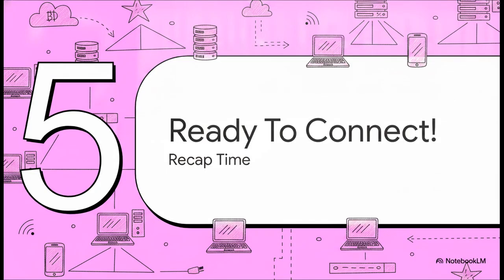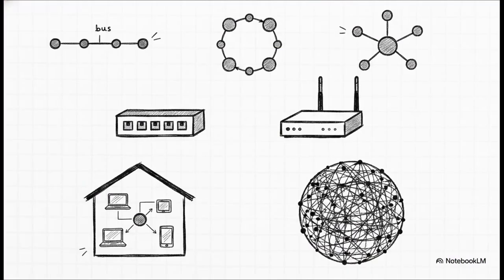Section 5. Ready to connect. All right, guys, you have absorbed a ton of awesome computer science knowledge today. Let's do a rapid-fire recap so this really sticks. 3 topologies. Bus is one shared straight cable, ring is a circular loop, and star is where everything connects separately to the center. 2 hardware pieces. The switch is your local traffic cop, and the router is your fast-pass gateway to the internet. Finally, network sizes. LAN is small and local, WAN is huge and wide.